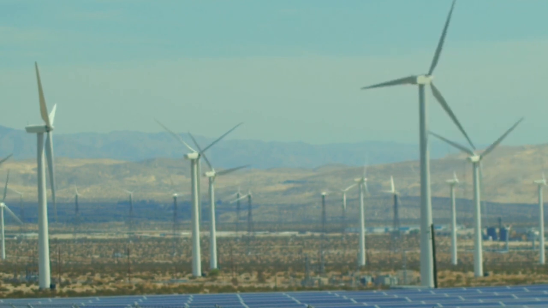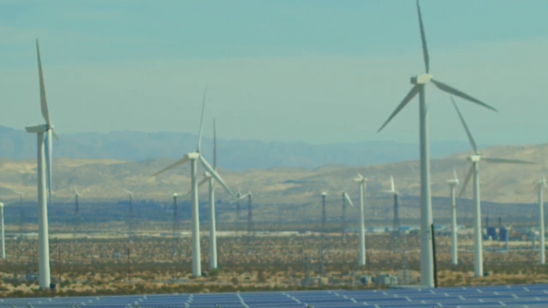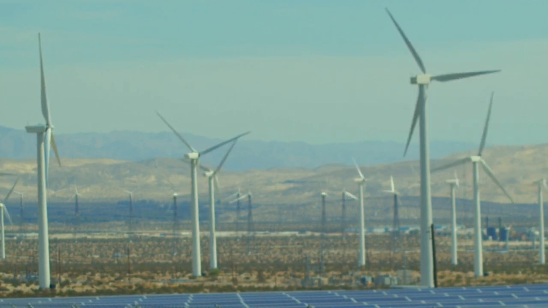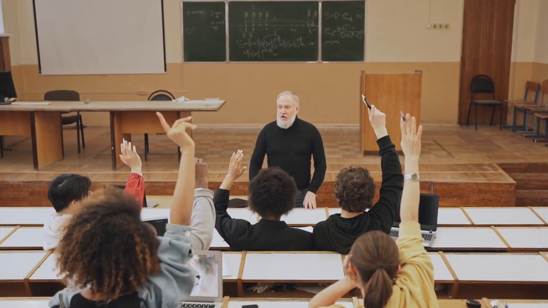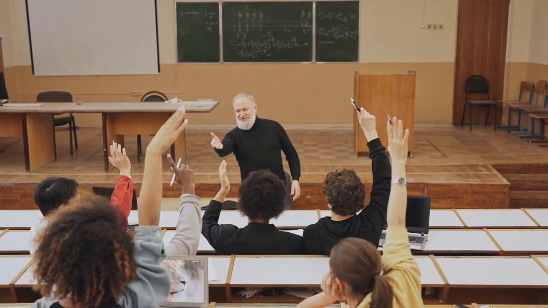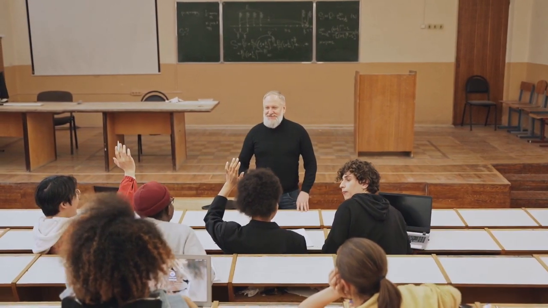Calculation of electrical energy. The electrical power output of a wind turbine is calculated by multiplying the captured wind power by the turbine's efficiency, as given by the equation Pout = η × captured wind power. The captured wind power is determined by the mass of the moving air and its velocity.